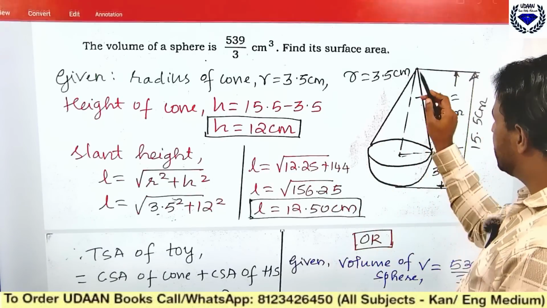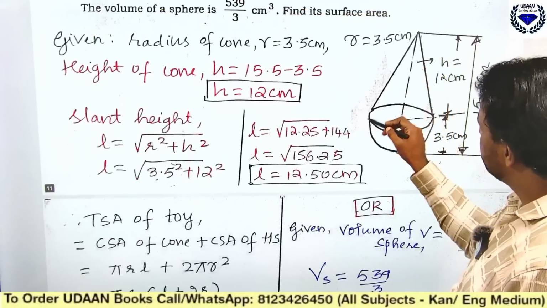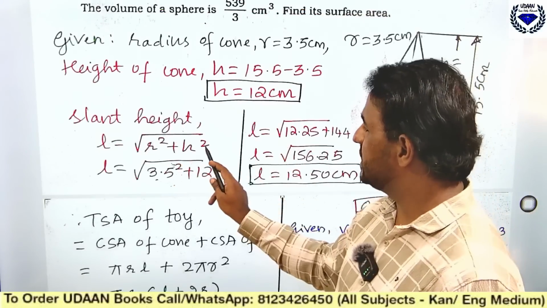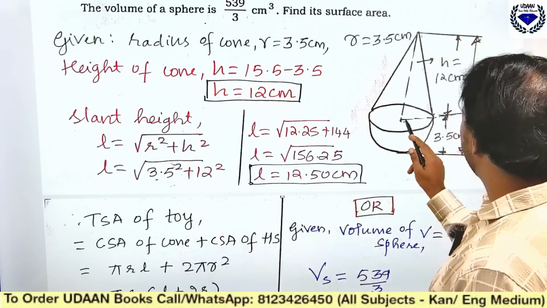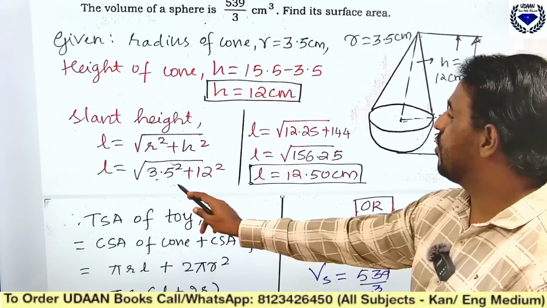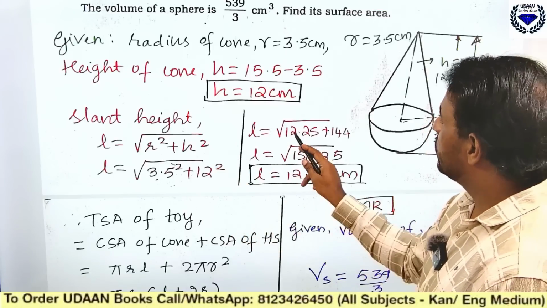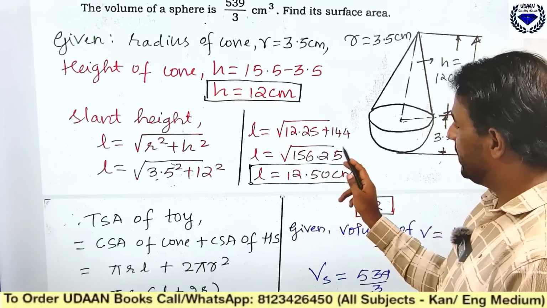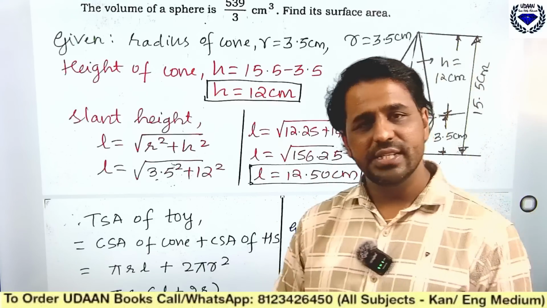Then you should find the slant height, because the CSA of the cone will need slant height. The formula is root of r square plus h square. R is how much? You can find here 3.5 square plus h is 12 square. 12.25 plus 144, you will get 156.25. When you take the root, you will get 12.5 centimeter.